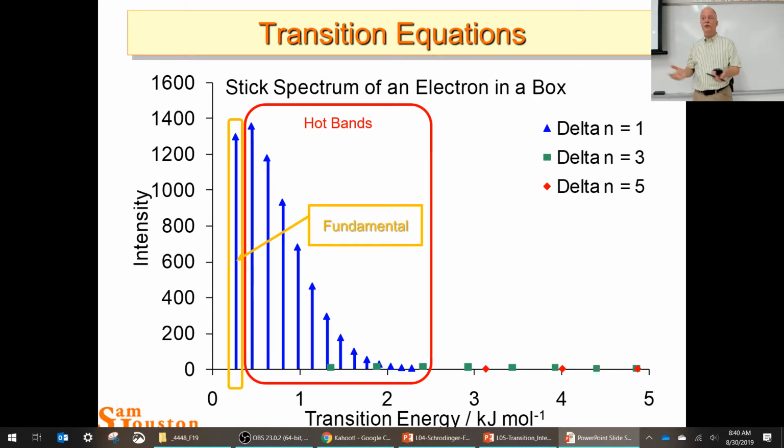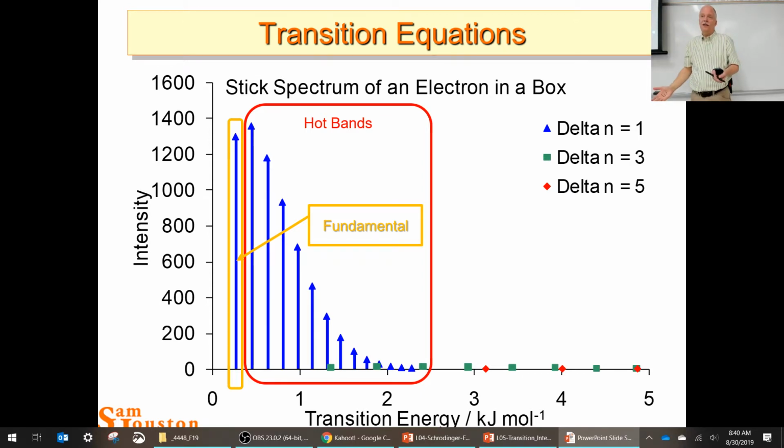Remember I said the fundamental is always there even at absolute 0. So these hot bands are only there when it's hot, when the thing is excited to a temperature where I have molecules in state 2, state 3, state 4. So the hot bands only happen when you're at an appreciable temperature above absolute 0. So the molecule system or atom system has to be hot for these transitions to show up.